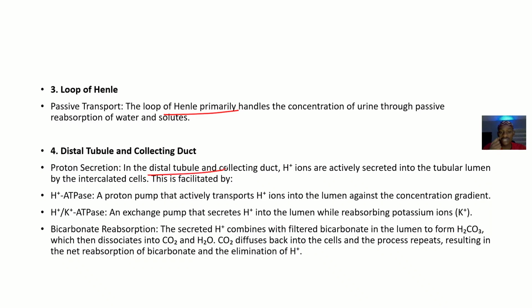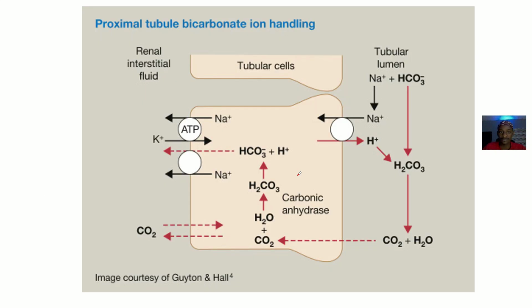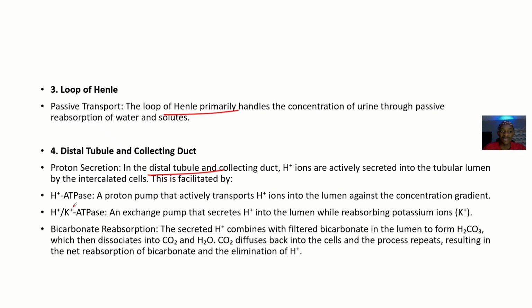So in the distal convoluted tubule and the collecting ducts, hydrogen ions are actively secreted into the tubular lumen by the intercalated cells. So this whole process is facilitated by hydrogen ATPase. This is a proton pump that actively transports hydrogen ions into the lumen against concentration gradients. Then we have the hydrogen potassium ATPase. This is also an exchange pump that would secrete hydrogen into the lumen while reabsorbing potassium ions. Okay. So there's also bicarbonate reabsorption here.